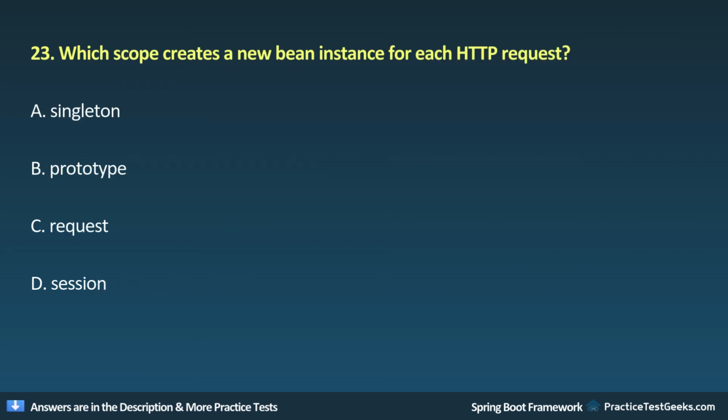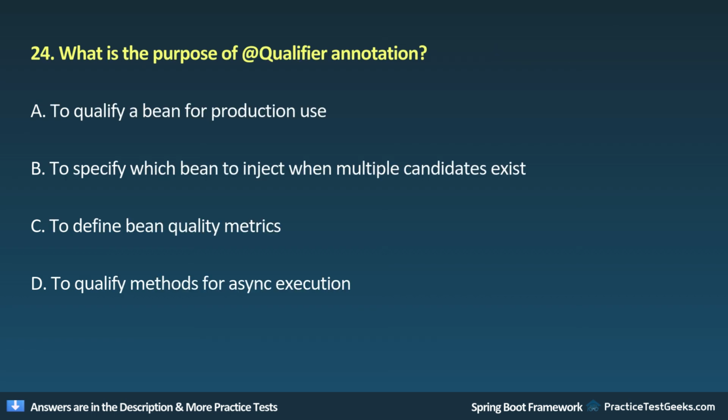23. Which scope creates a new bean instance for each HTTP request? A. Singleton. B. Prototype. C. Request. D. Session. 24. What is the purpose of the @Qualifier annotation? A. To qualify a bean for production use.